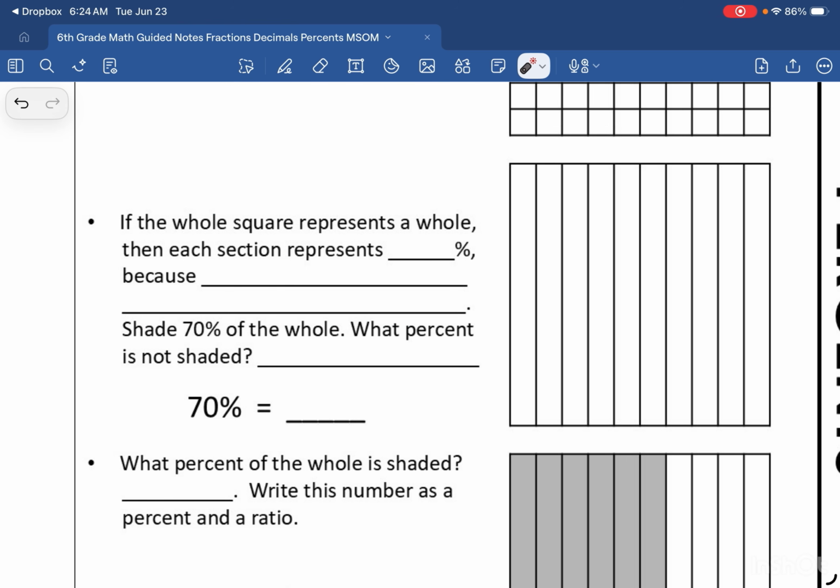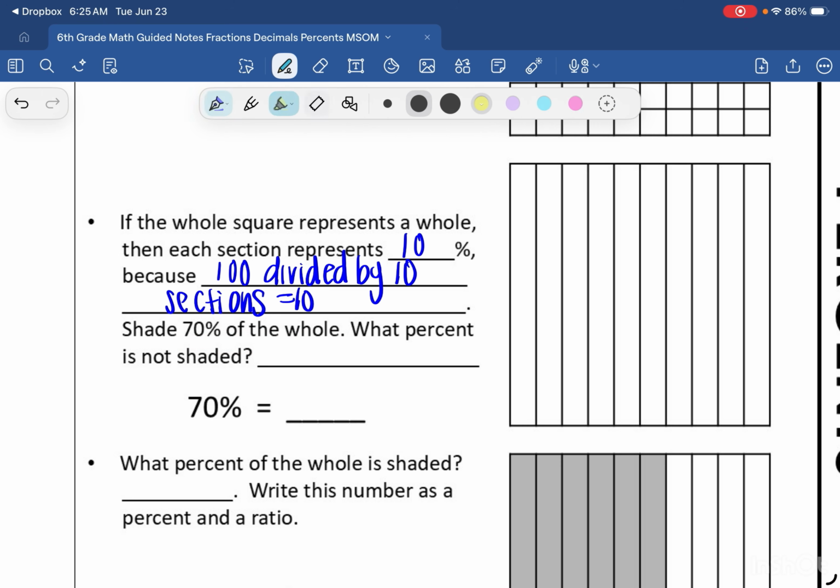Now looking at this square, if the whole square represents a whole, then each section represents, and if we count them, we have 10 sections. So that means each section must represent 10%. Now it asks us to shade 70% of the whole. So if each section is 10%, then I'm going to shade 7 sections. What percent is not shaded? Well, if 100% is the whole minus 70% is what's shaded, then 30% is not shaded. 70% equals 70 out of 100.